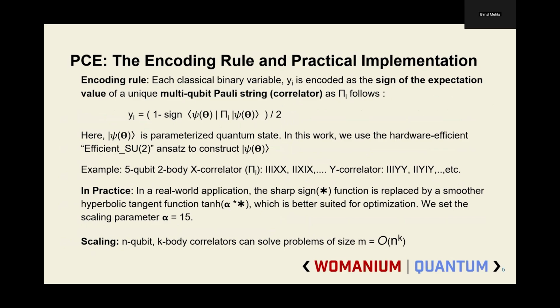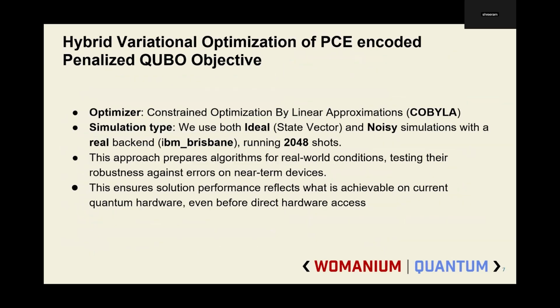Got it. So when you did this kind of encoding for the PCE, how did it impact the final circuit depth and the gate counts? Did they increase? Did they decrease? Did they stay the same? What trade-off did you see?